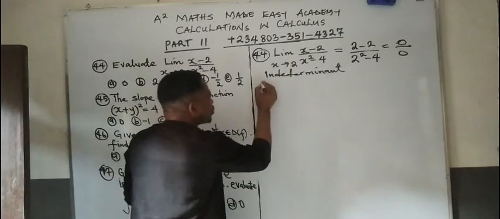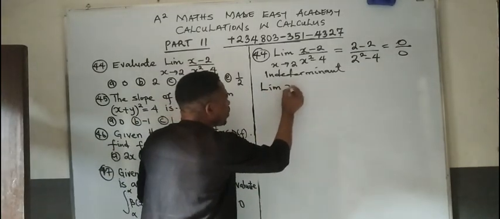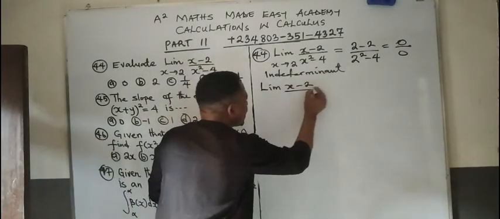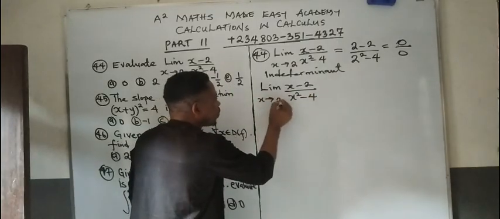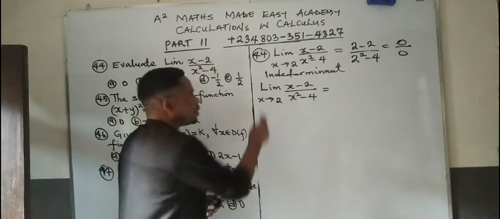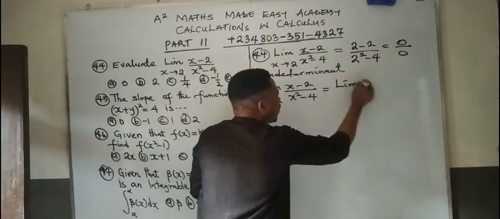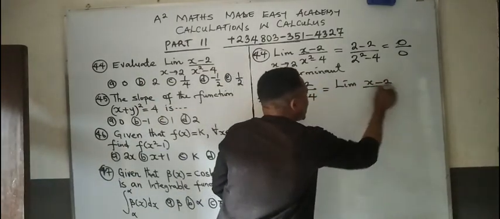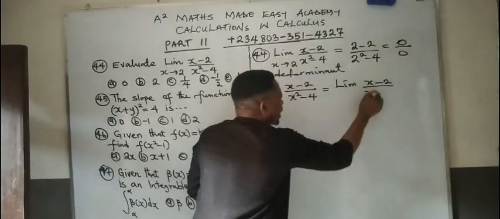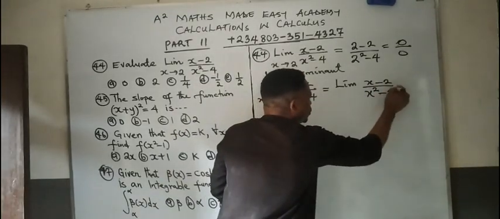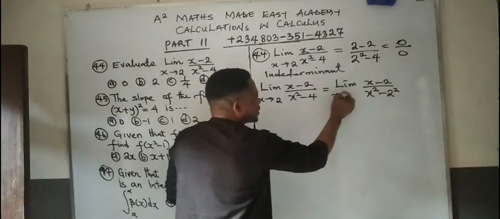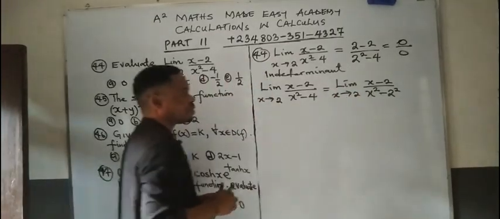Can we now proceed? Solving further, we have the limit of x minus 2 all over x squared minus 4 as x approaches 2. Come on, are we together now? This is the limit of x minus 2 all over x squared, then minus, what is 4 in indices? 2 to the power of 2, as x approaches 2. Are you with me now?